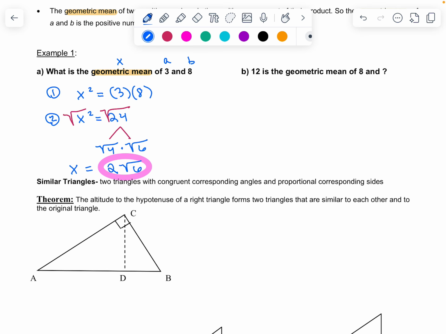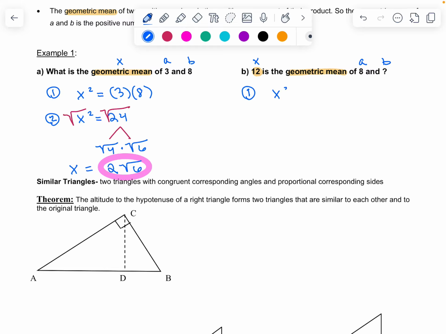Okay, let's try to apply the same thing to b. b is set up just a little bit differently. It tells me that 12 is the geometric mean of 8 and what number? So 8 would be our a, our question mark there would be b, and that means that for our formula, 12 is the x.